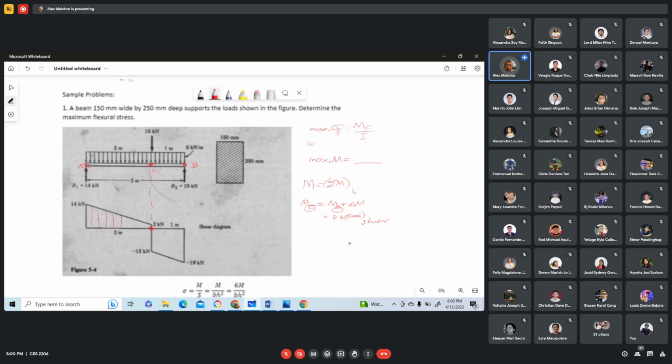And what is this area? It is the area of the trapezoid. So this will be equal to 0 plus the area of the trapezoid, (14 plus 2) all over 2 times 2. This gives us, this will cancel, so we will get here 16 kilonewton meters. That is now the maximum moment.